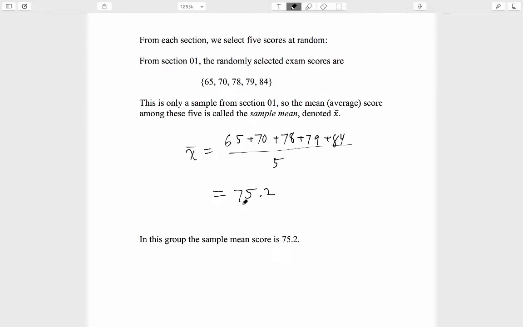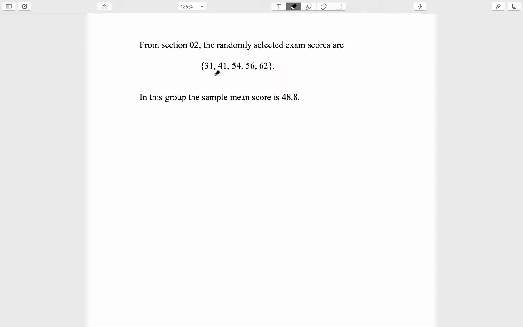That is the main reason for working with samples. If it's too difficult to acquire all the data or to process all the data for an entire population, we work with a sample instead, and we hope that the sample we're working with is reasonably representative of the entire class. How about Section 2?